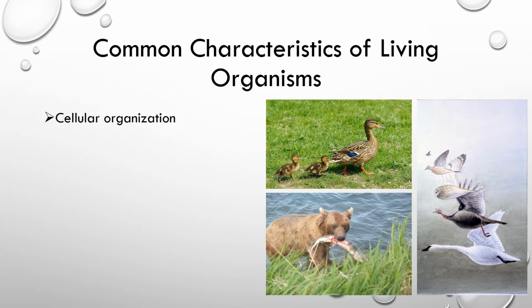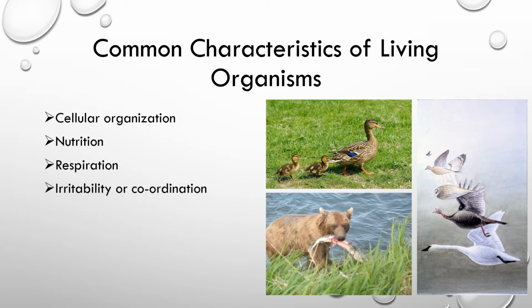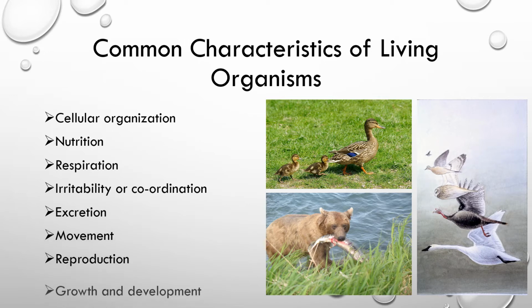So the first one is cellular level organization, and then nutrition. The third feature is respiration, then irritability or coordination, excretion, movement, reproduction, and growth and development. So these are the main characteristics of living organisms. Now we will study these characteristics one by one.